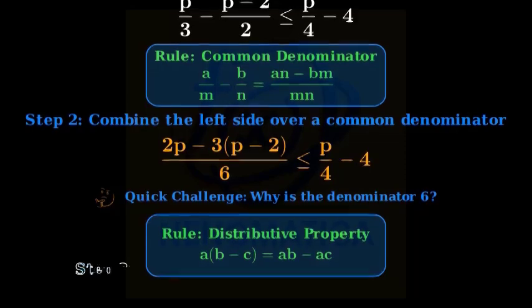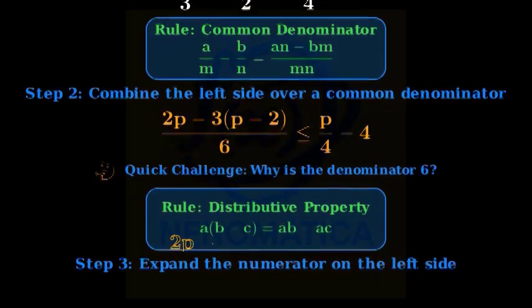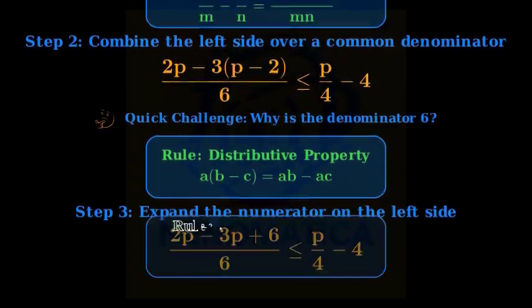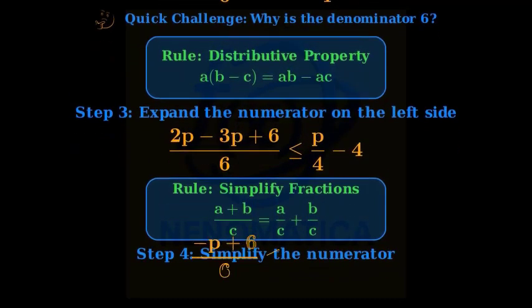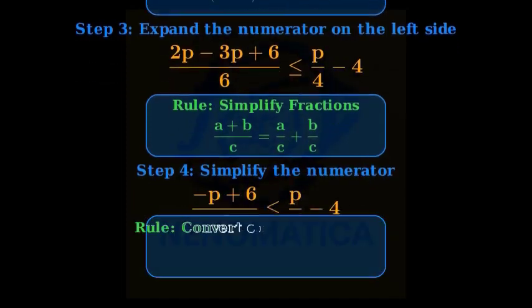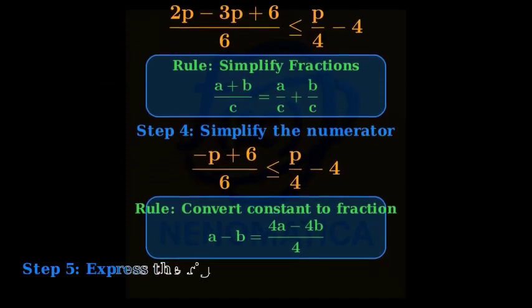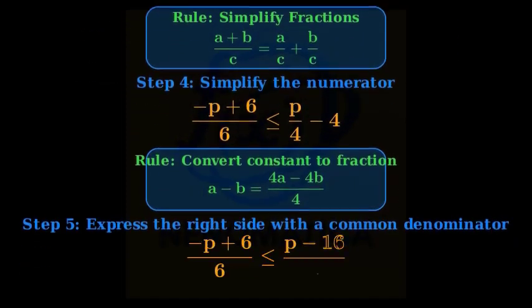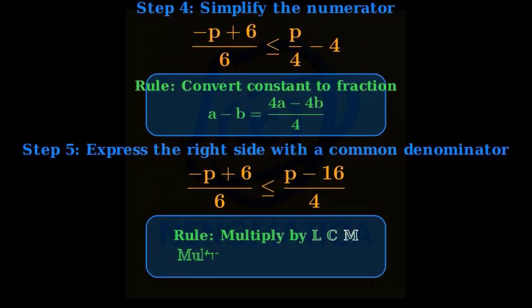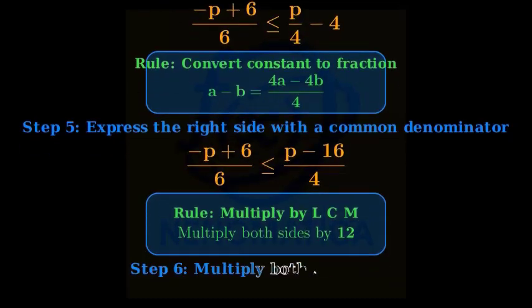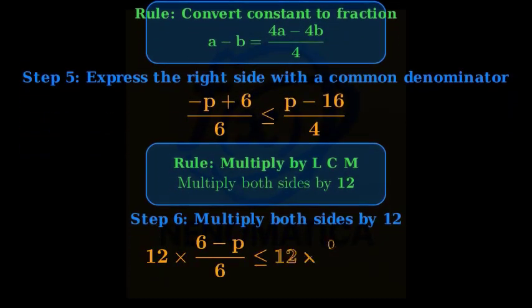Step 3. Distribute the -3 across the parentheses in the numerator. Step 4. Combine like terms in the numerator to get -p plus 6 over 6. Step 5. Express the right side with a common denominator of 4 by writing -4 as -16 over 4. Step 6. Clear denominators by multiplying both sides by 12, the least common multiple of 6 and 4.